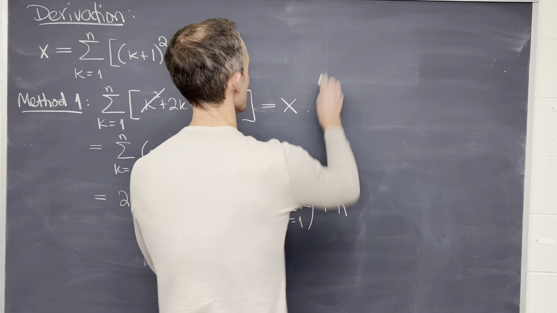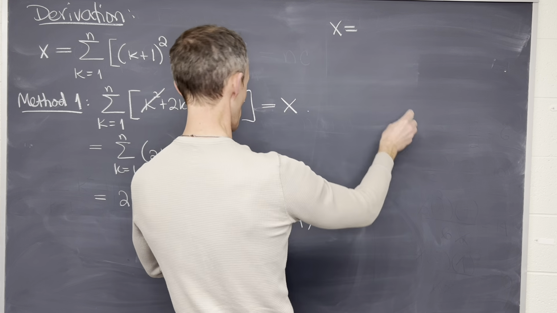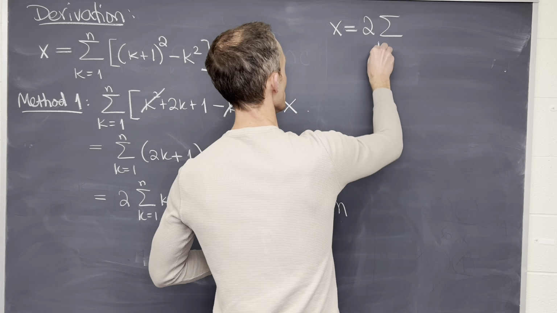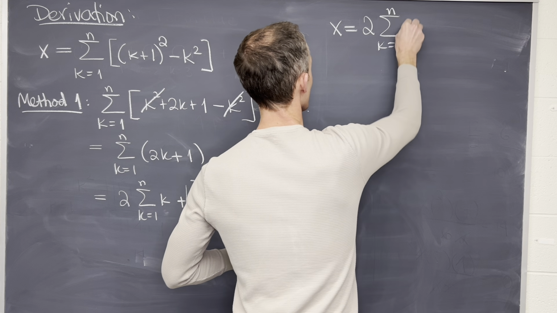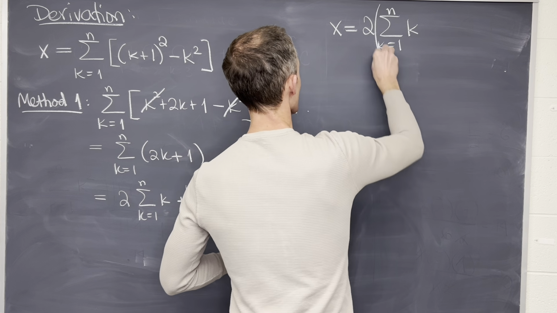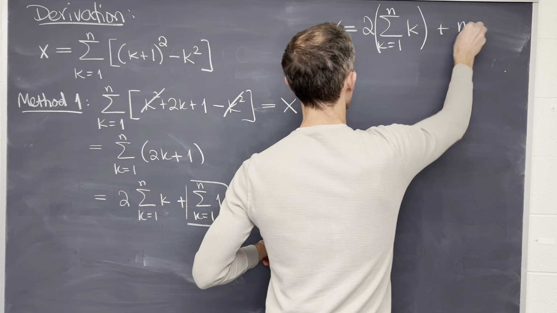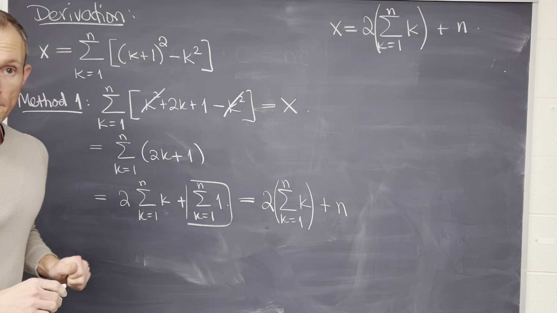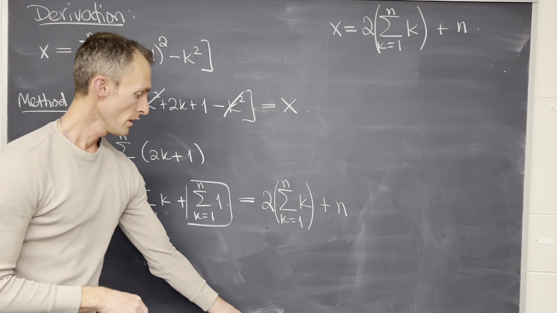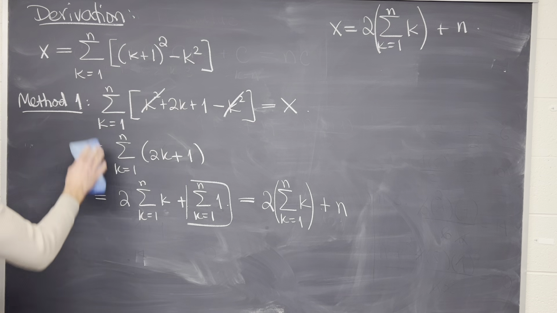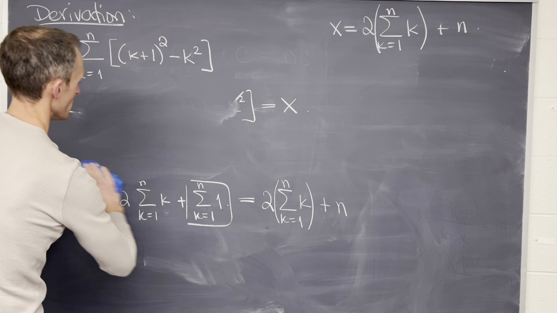Okay, so we're going to say that x is equal to this term here, 2 times the sum from k equals 1 to n of k, and then that's just by itself plus n. That's what x is. Okay? Now, method two. Here's what we get.